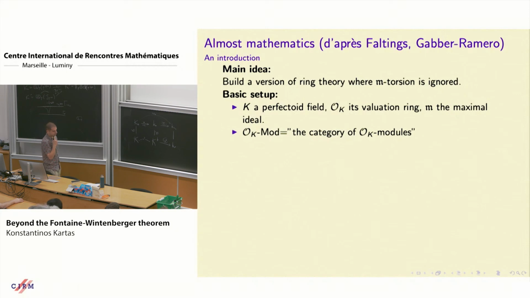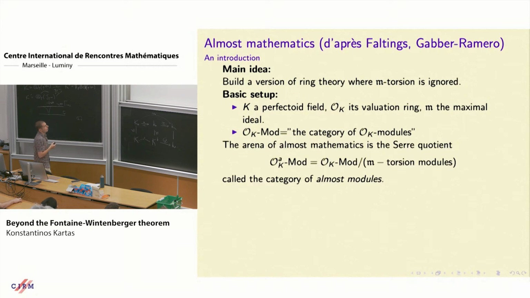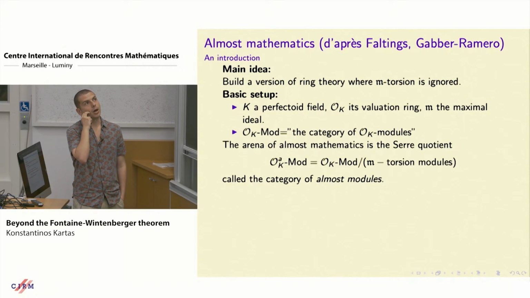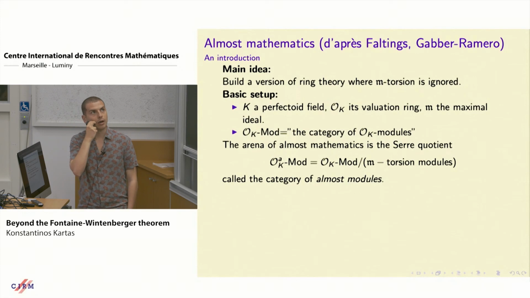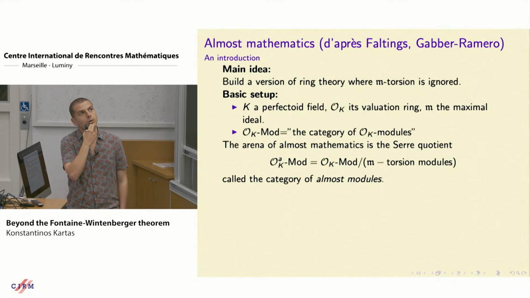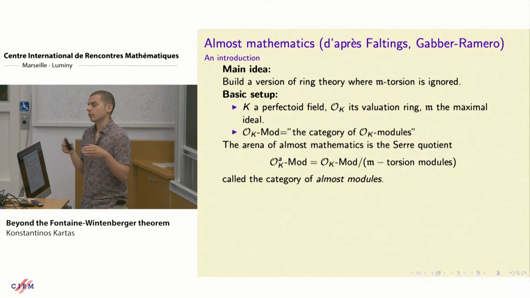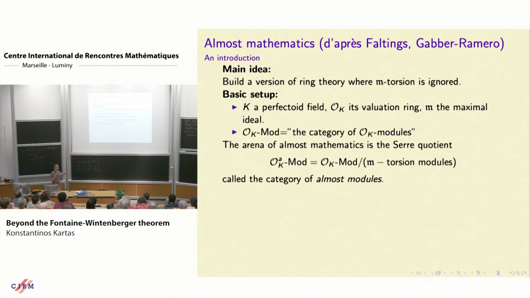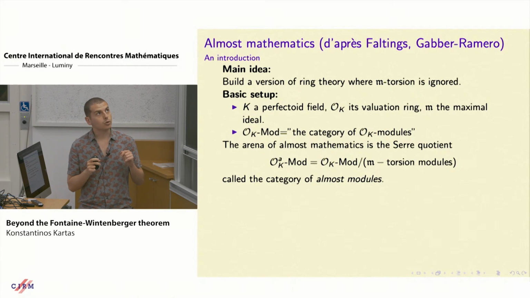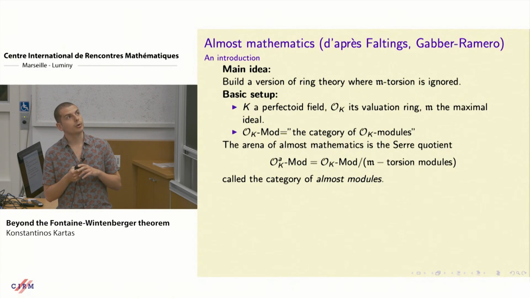The way you usually ignore things, or a very efficient way of ignoring something in mathematics, is to pass to a quotient. If you have an abelian category and a Serre subcategory, which is a full subcategory that is closed under extensions, then you can form the quotient. And this quotient, in this case, is called the category of almost modules.